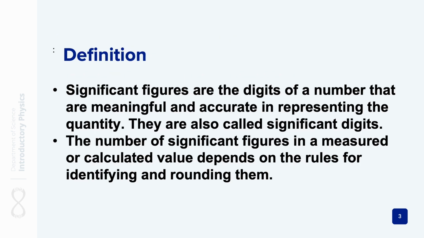Let's start with the definition. Significant figures are the digits of a number that are meaningful and accurate in representing the quantity. They are also called significant digits. The number of significant figures in a measured or calculated value depends on the rules for identifying and rounding them. We'll explain this a little bit further.